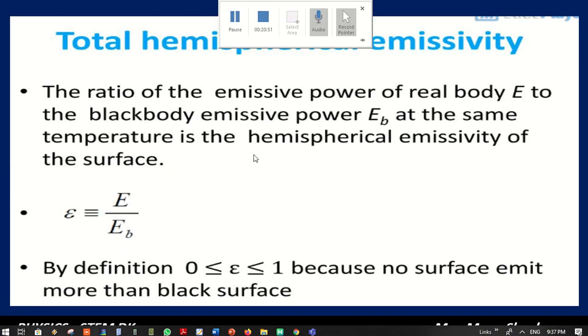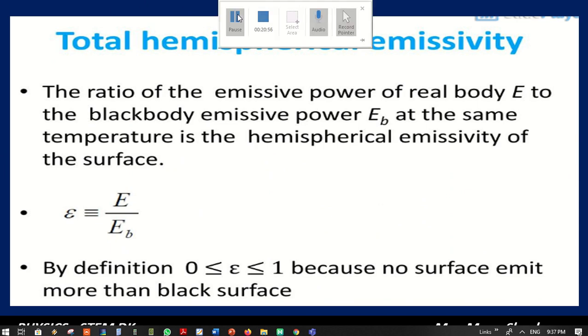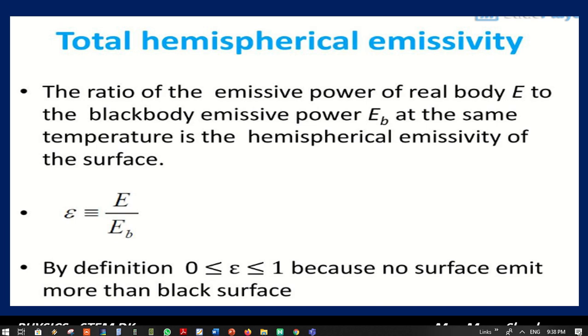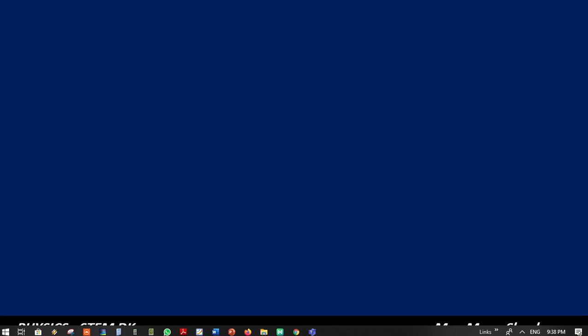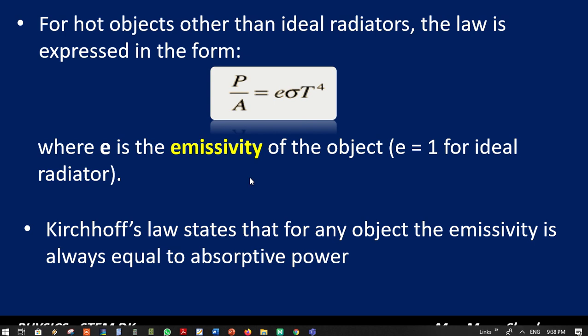There is a value called emissivity. It's equal to the ratio of the emissive power of the real body to that of the black body. Its value will be from 0 to 1. According to these factors, we will add it to the Stefan-Boltzmann relation. P over A, or power dissipated per unit area, equals sigma times epsilon, which is the emissivity, or e, times T to the power 4. Okay.